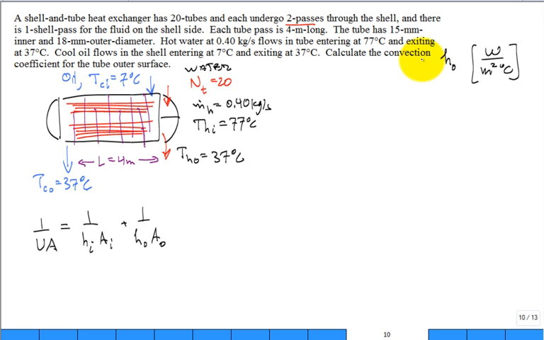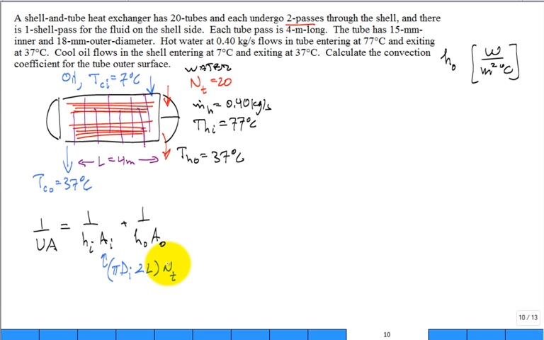So if you want to calculate the convection coefficient on the outer surface, I would calculate UA and h on the inner surface. The areas on the inner surface are pretty straightforward, true? This would be pi d inner, 2 L's because there's back and forth, and that's the area for one tube. And how many tubes do we have? 20. Would that give me the total area inner?